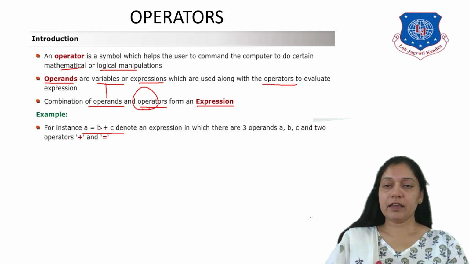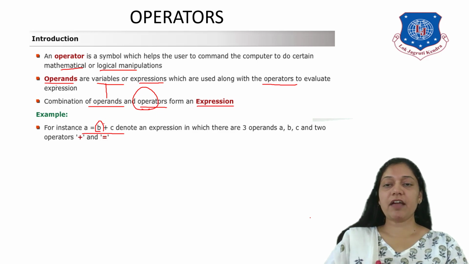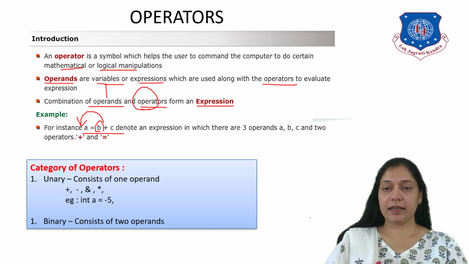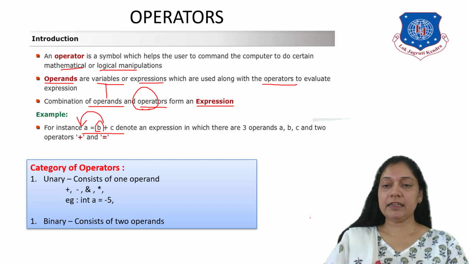Say for example, if I write A equal to B plus C, B is an operand, C is an operand and A is also an operand. But plus and equal are considered operators. So this is a mathematical expression. It will do the addition of the values stored in B and C and the result will be stored in A.